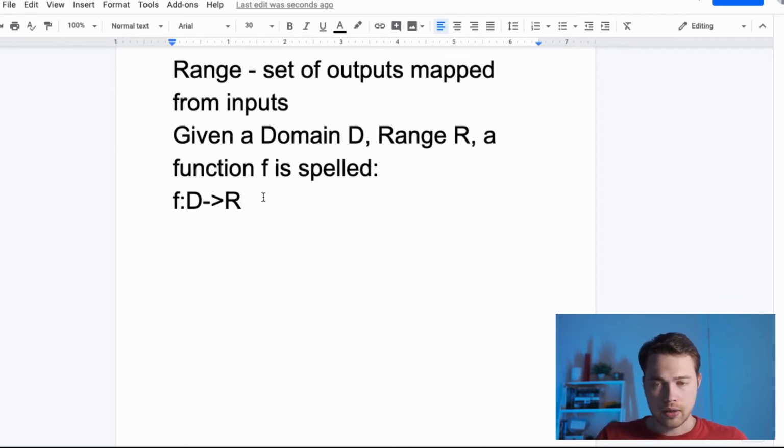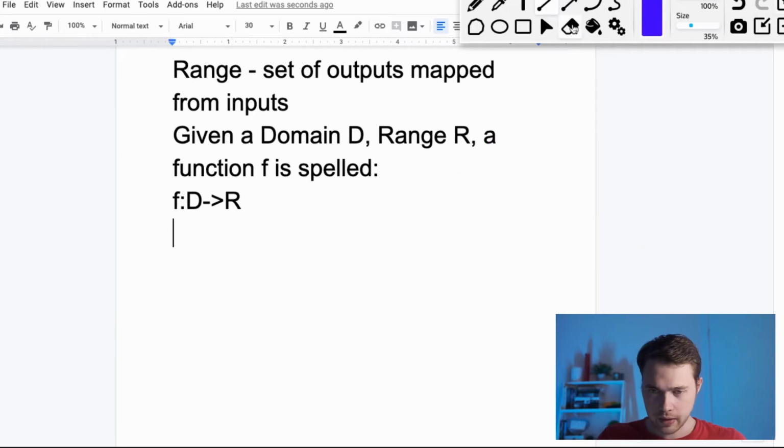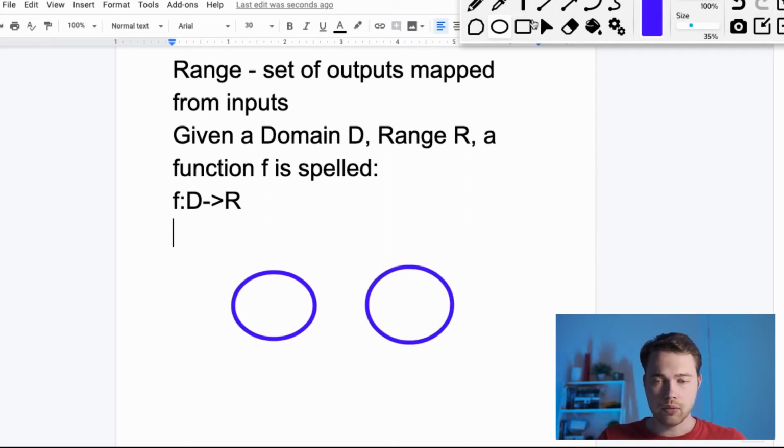In other words, to make it simpler, let's say we have two circles. One of them is called D, the other one is called R, and both of those sets contain some natural numbers. A function is something which maps any element from D to any element of R. For example, there is an element 0 and there is an element, let's say 1. A function would map 0 to 1 like this.